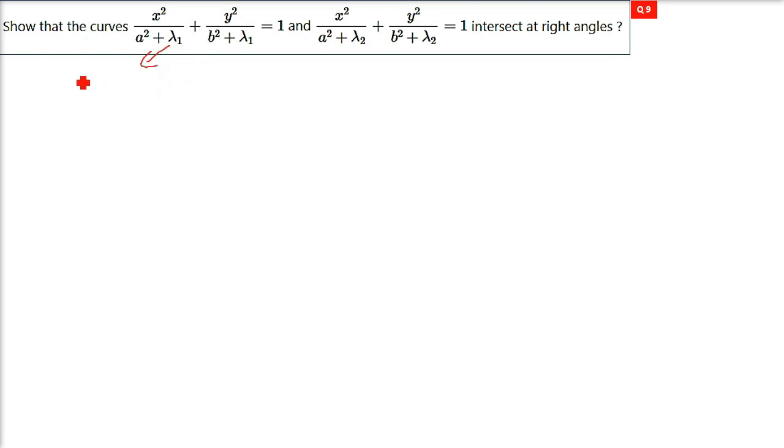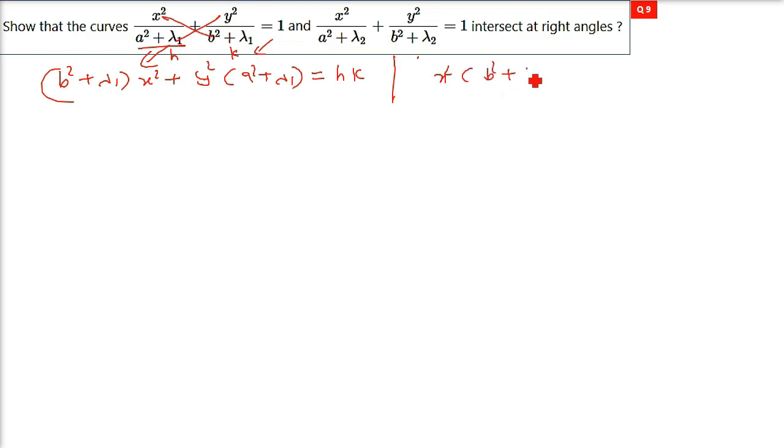Next part is to differentiate. I'm not differentiating this directly, but it is better to take the LCM. It will be better to solve it. So (b square plus lambda 1) into x square plus (a square plus lambda 1) into y square is equal to (a square plus lambda 1) into (b square plus lambda 1). Just call it h and k, because you'll see what will happen. I don't want to write it that much. That's why I just wrote it as hk, but you don't have to do it. You have to write the proper thing: a square plus lambda 1 and b square plus lambda 1. Please remember, all this you have to write.